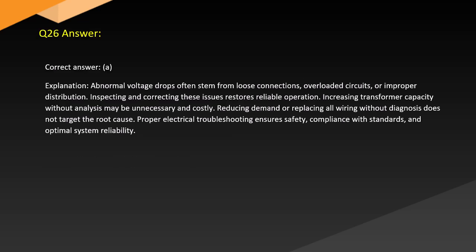Answer. Correct answer: A. Explanation. Abnormal voltage drops often stem from loose connections, overloaded circuits, or improper distribution. Inspecting and correcting these issues restores reliable operation. Increasing transformer capacity without analysis may be unnecessary and costly. Reducing demand or replacing all wiring without diagnosis does not target the root cause. Proper electrical troubleshooting ensures safety, compliance with standards, and optimal system reliability.